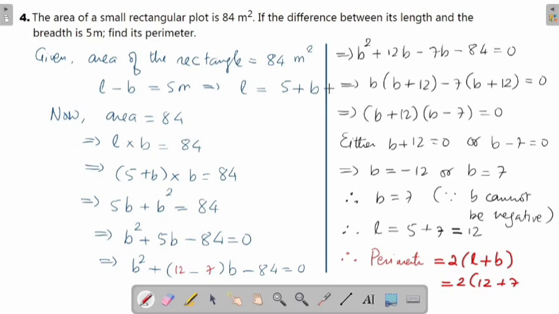So just simplify this. 12 plus 7 is 19. 19 into 2 is exactly 38. So that's why your answer will be 38.